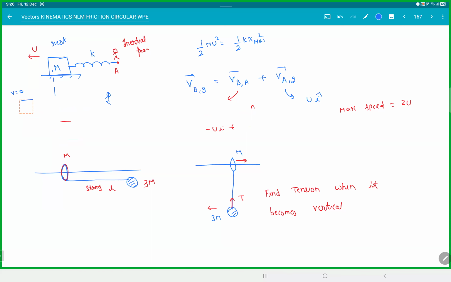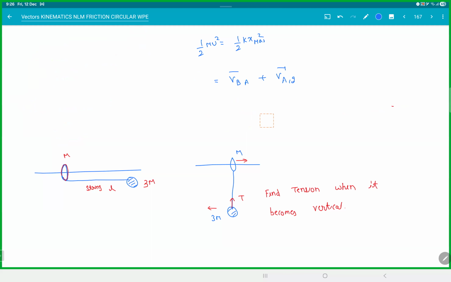What about this guy? Let's say this is going with V1 and V2. Conservation of momentum: initial momentum is 0, so mV1 minus 3mV2 is 0, so V1 is equal to 3V2. Loss in potential energy: 3mgL is equal to half mV1 square plus half 3m V2 square.